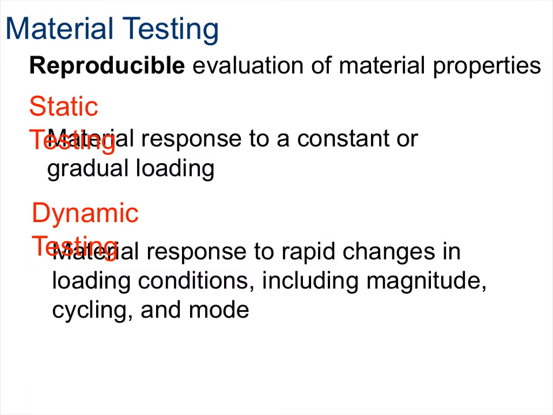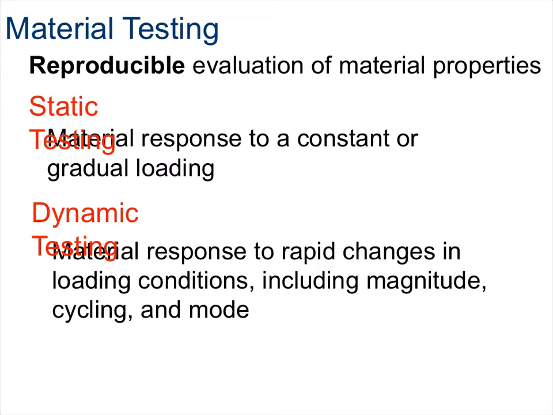Testing takes place to ensure reproducible results of materials, and it can be classified one of two ways. That testing could be considered static testing or dynamic testing. Static testing involves applying a load gradually up to the point of failure. This type of testing helps eliminate unwanted effects such as vibration. Both tension and compression testing usually involve the application of static loads.